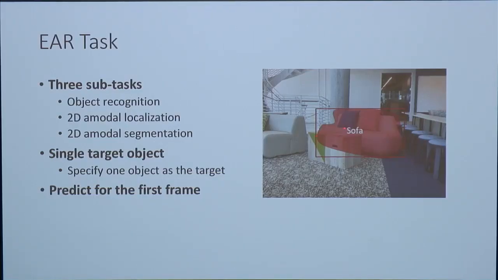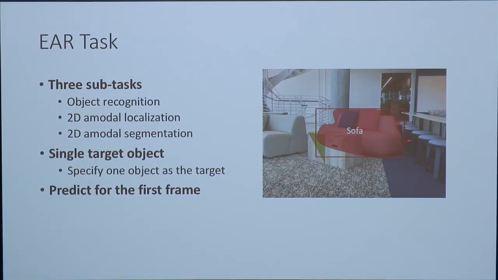So what does amodal mean? Yeah, that's a good question. Amodal means that the segmentation or the localization should also consider the part of the object which is occluded. We do not only predict the visible part, we also need to predict the invisible part for the object as a whole.